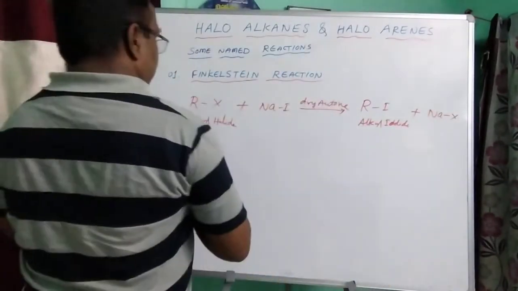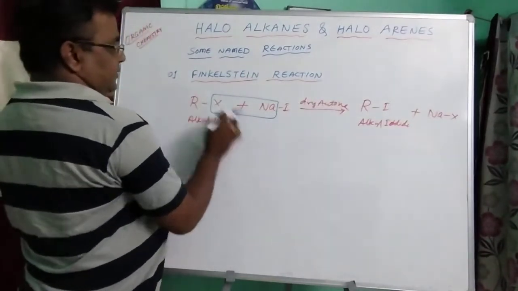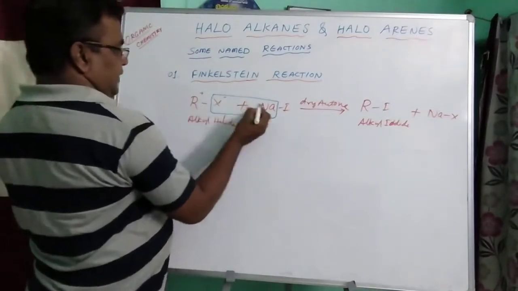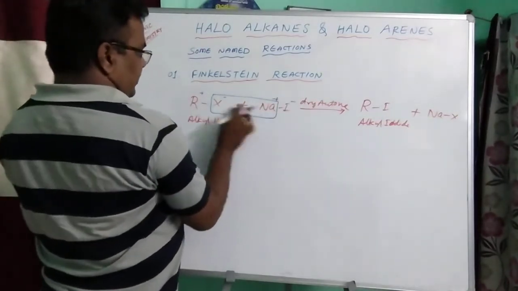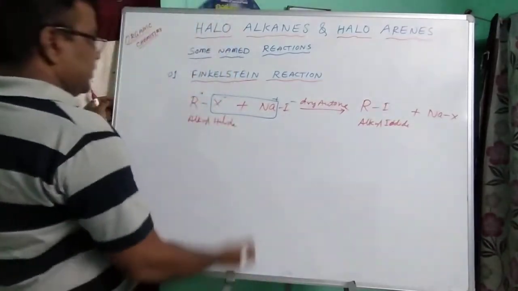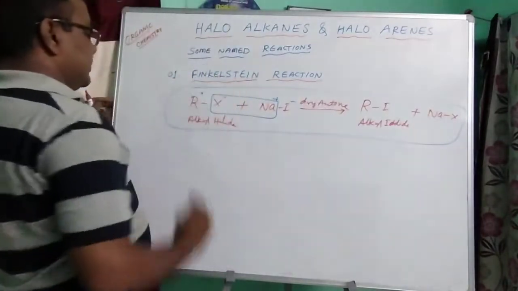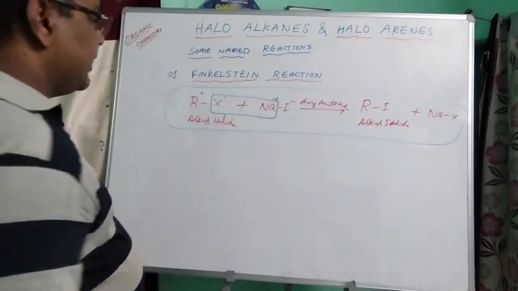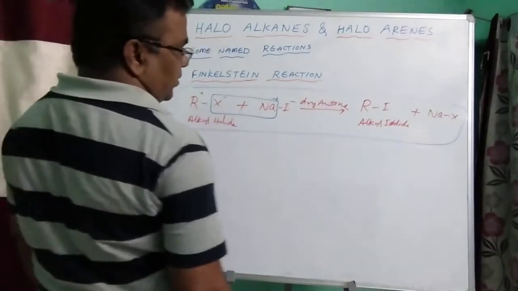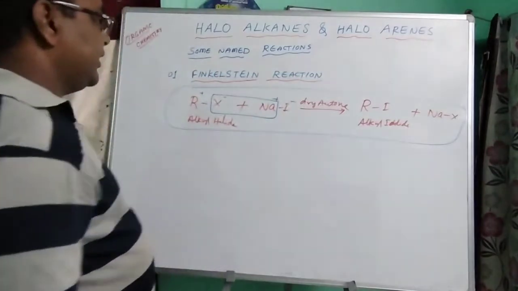So simply we write this as R plus X minus, Na plus I minus. So the mechanism is R plus X minus, Na plus I minus, giving R I and NaX. So alkyl iodide. This is known as Finkelstein reaction. When alkyl halides react with sodium iodide in presence of dry acetone to give alkyl iodide, this is known as Finkelstein reaction.